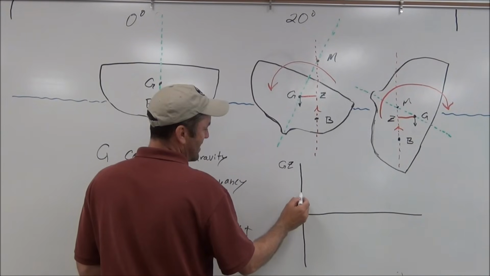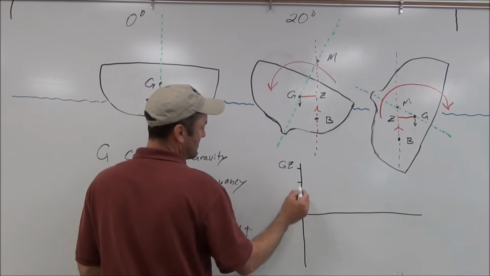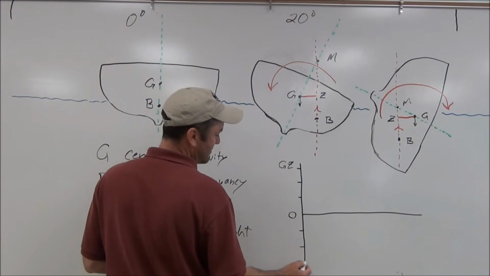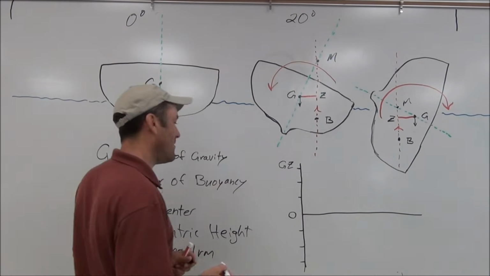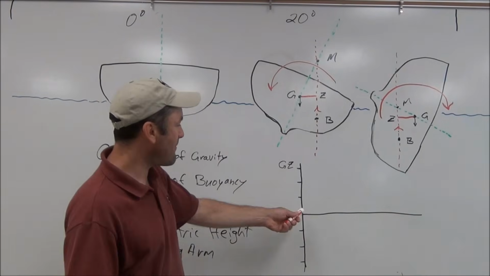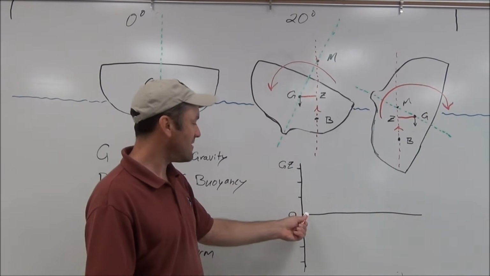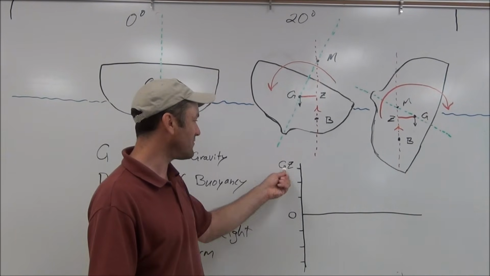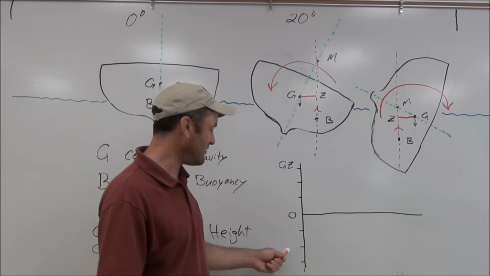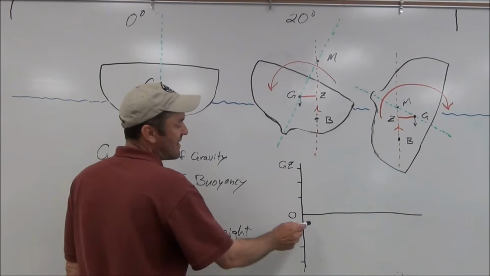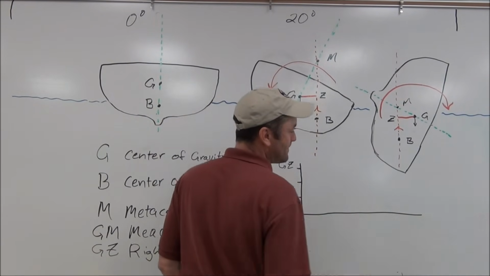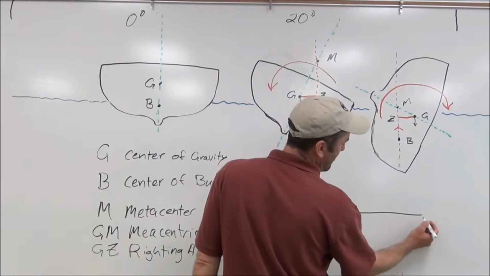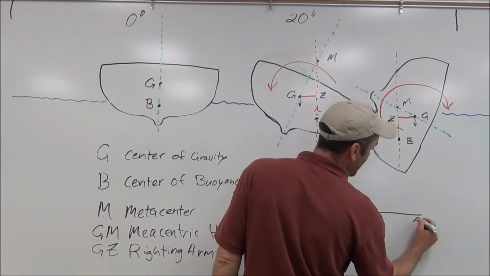So we'll just say it's 1 foot, 2 foot. It could be any other unit of measurement, but we'll just say it's feet. Now this is the positive section of the graph. This is the negative section of the graph. Here's 0. So 0, 1, 2, 3, 0, negative 1, negative 2, negative 3. Now the horizontal axis here, that is what we're going to call our angle of heel.